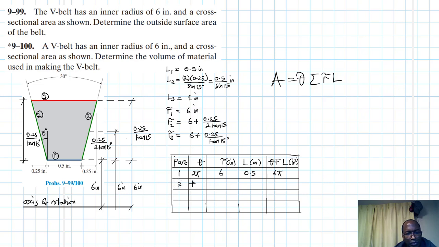And part number 2, of course, 2 pi is in all cases. For the perpendicular centroid distance, we say 6 plus 0.25 divided by 2 tan 15. Okay, this length is 2, there are 2 of them, 0.5 divided by sine 15. So if we work that out, do the multiplication, then we'll have a 3 divided by sine 15.